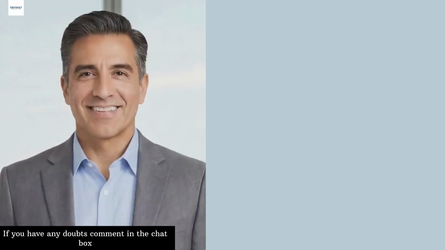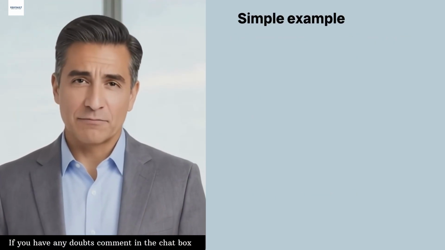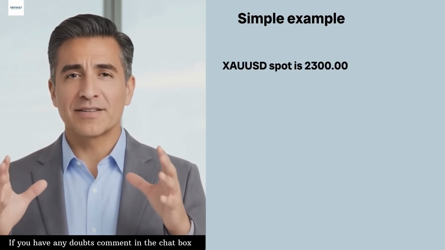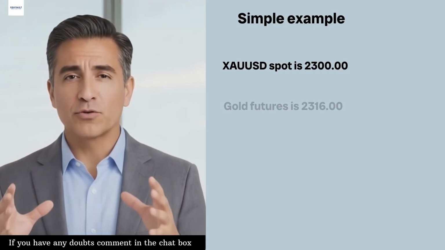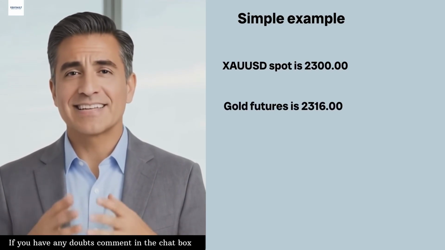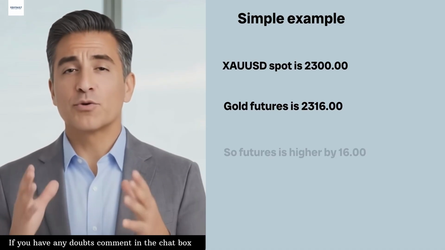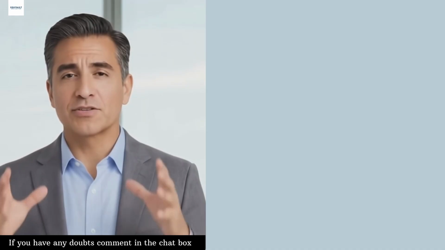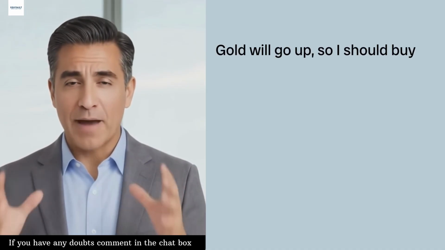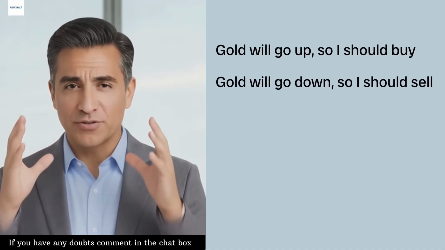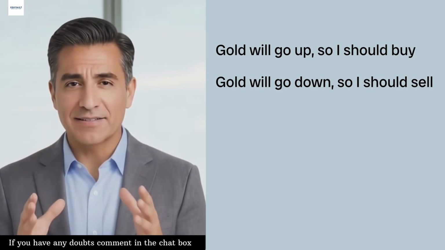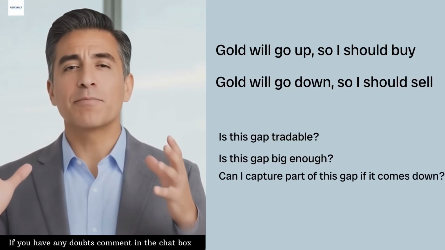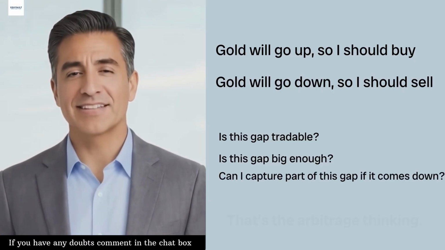Let's take a simple example on the same broker. Suppose right now XAUUSD spot is 2300.00 and at the same time the gold futures contract is 2316.00. So futures is higher by 16.00. This is the gap. An arbitrage trader does not say gold will go up so I should buy or gold will go down so I should sell. Instead the trader asks, is this gap tradable? Is the gap big enough? Can I capture part of this gap if it comes down? That's arbitrage thinking.